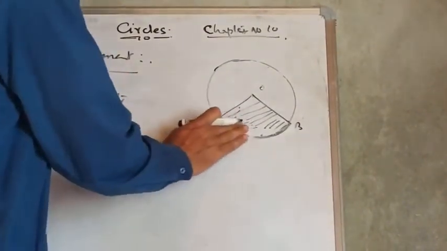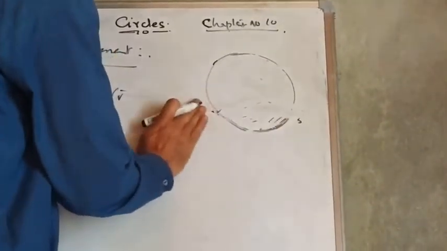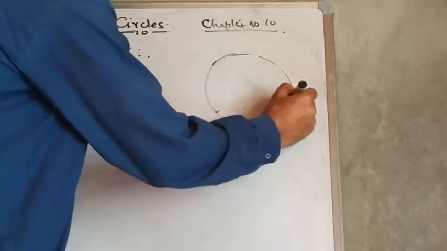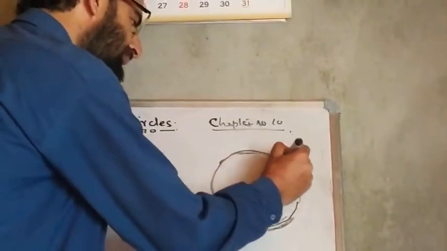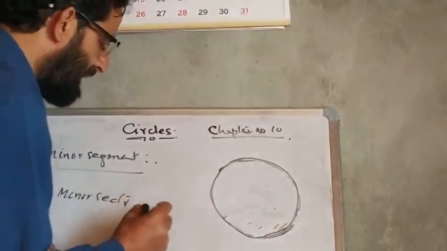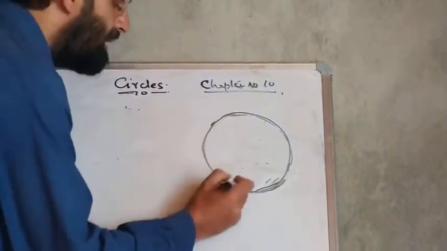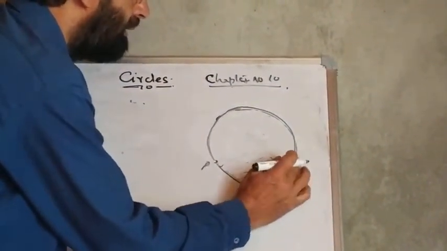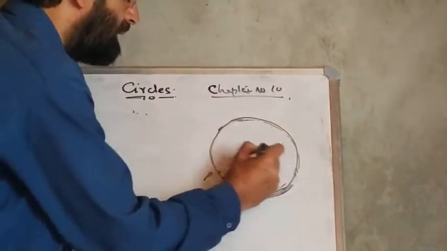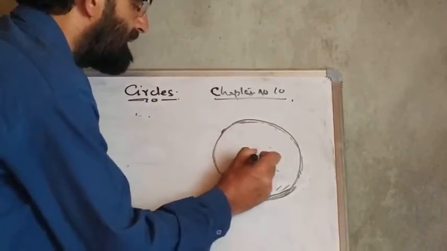Now, what is this length called? This length is called the circumference of the circle. If I write here P, suppose it's the center of the circle.